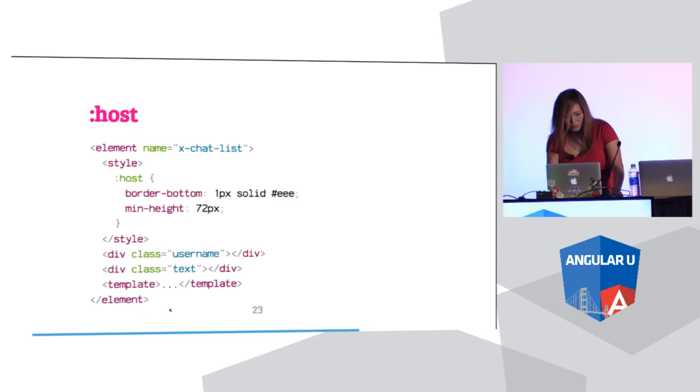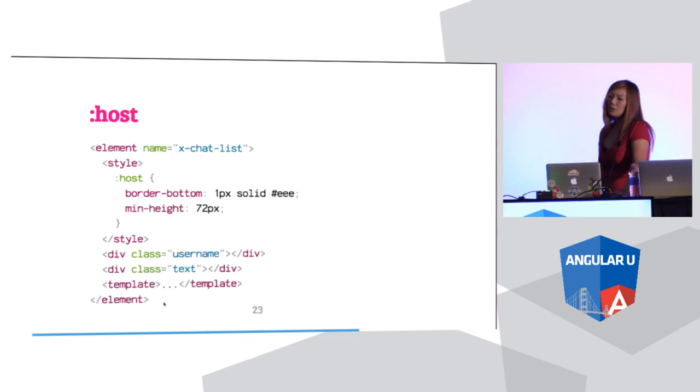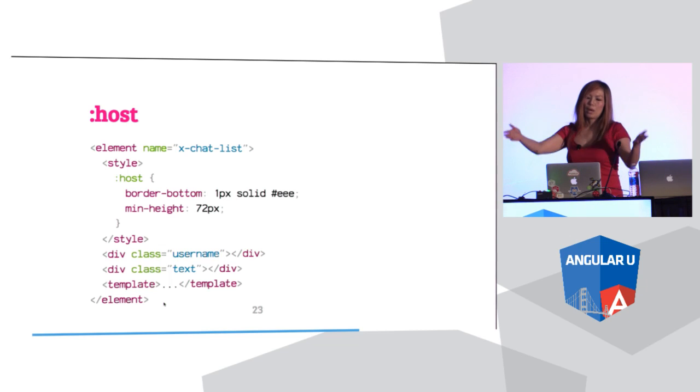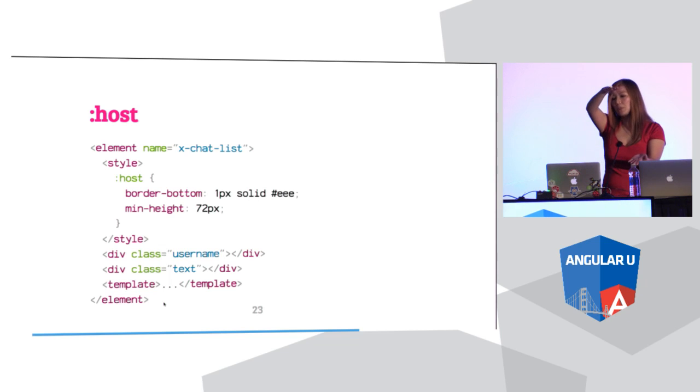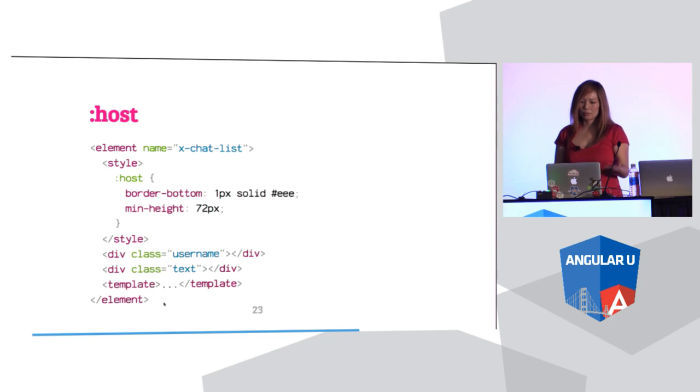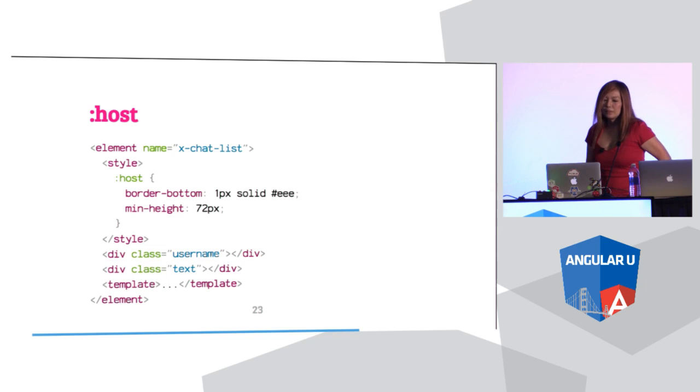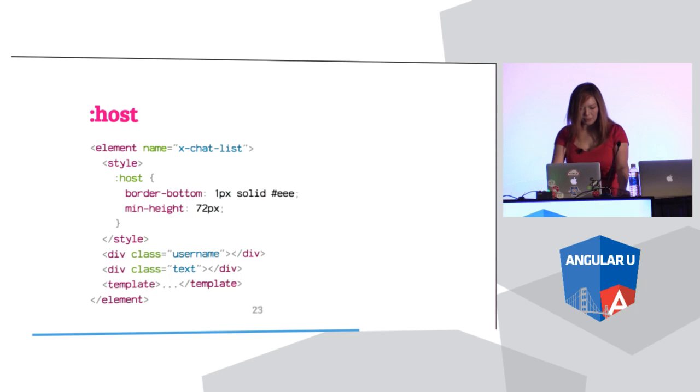So this is when you use this host pseudo class. In this case, you give it a box list, it's a list, and it has a border bottom and a min height like 72 pixels. That's basically what it is. Of course, you can add more styles here. I tried to simplify this example, but that's when you use a host pseudo class.